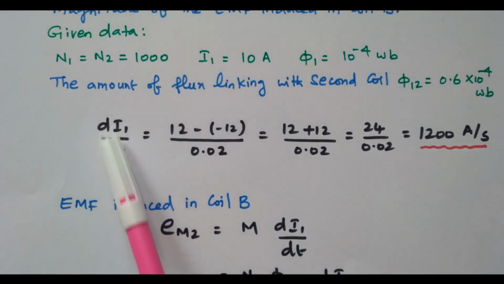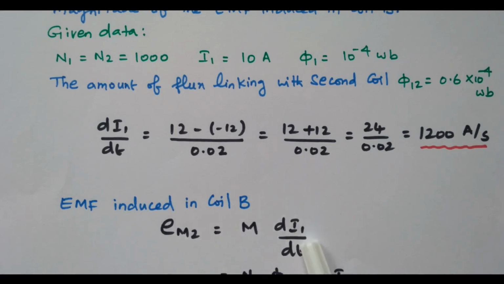So the rate of change of current in the first coil. But the question asks for the EMF induced in the second coil, coil B. So by using the mutual inductance formula, we can find the EMF induced in the second coil, that is M di1 by dt. So the EMF induced in the second coil is based on the rate of change of current in the first coil. That is the property of the mutual inductance.